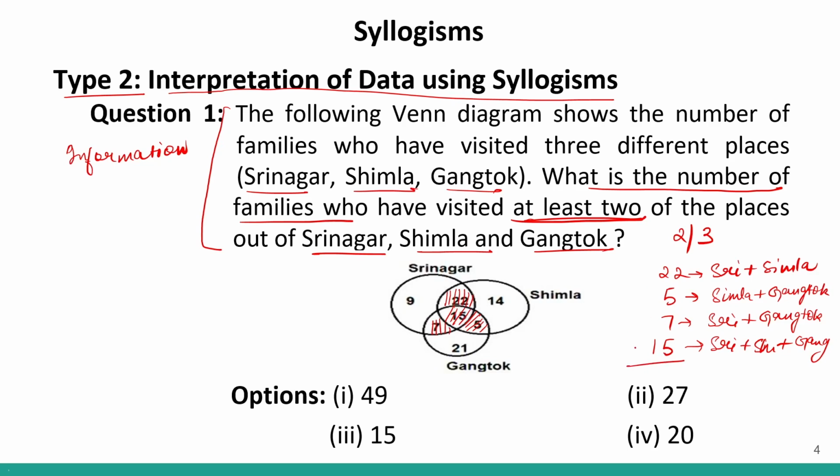So this will be the sum number of people. If I add this, 5 and 5 will be 10, 7 plus 2 will be 9, so I will get 9 over here and 1 over here. So I have 2 plus 1, 3 plus 1, 4. 49 families are there who have visited at least 2 or more than 2 places. So my answer will be option number 1, 49. Clear?